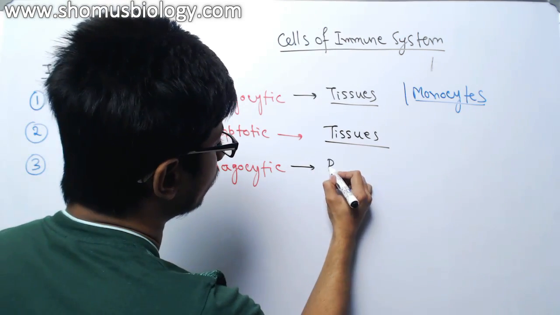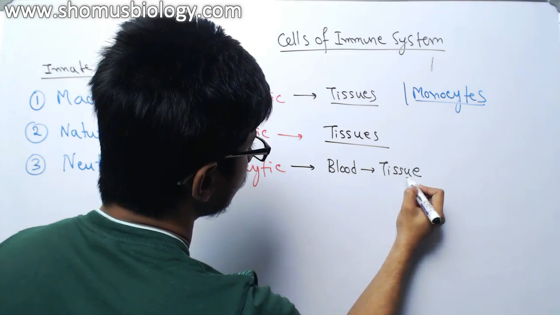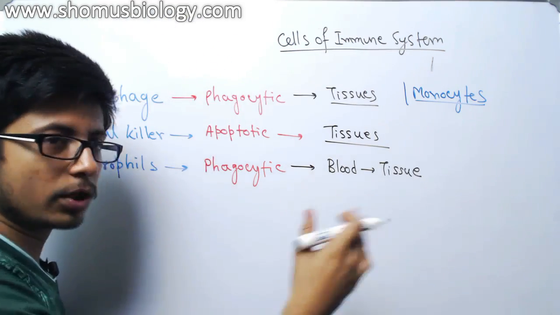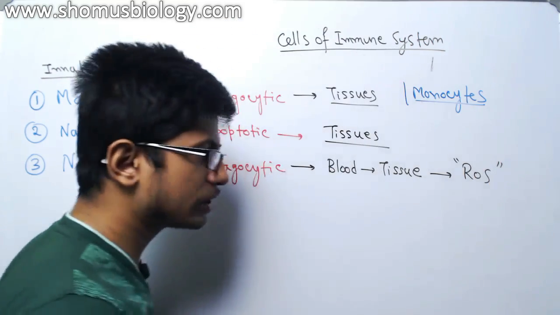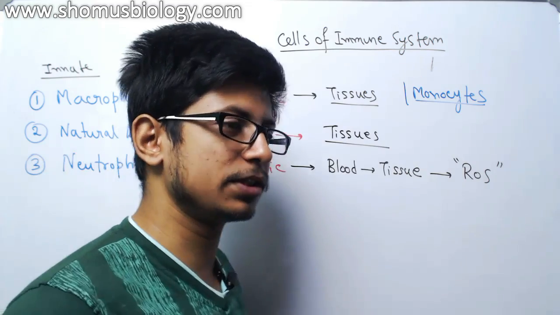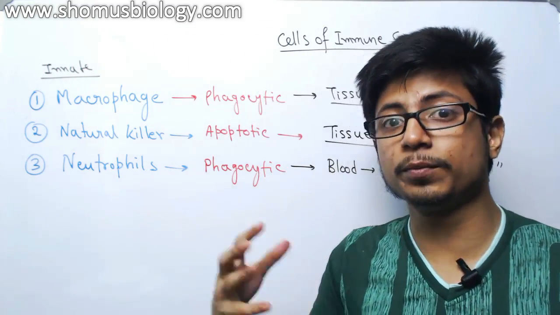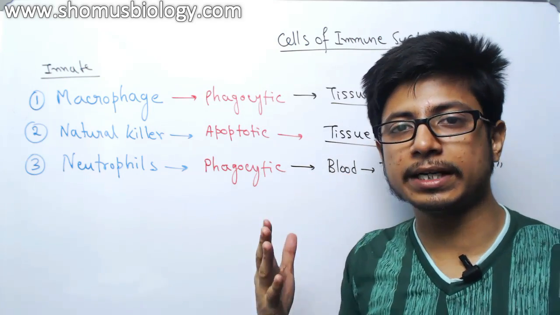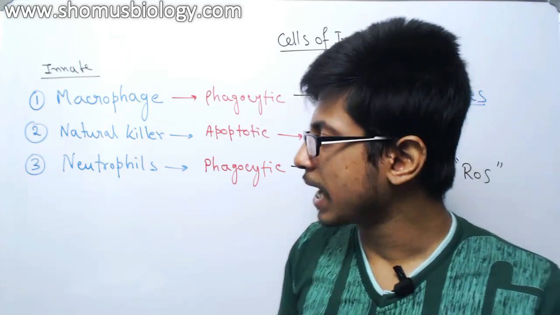Neutrophil migrates from blood to tissue, okay, and it destroys the cell with the help of reactive oxygen species. They will develop certain reactive oxygen species with lone pair of electrons in oxygen. They are very reactive, superoxides, and those superoxides are going to destroy the pathogen, especially bacteria.